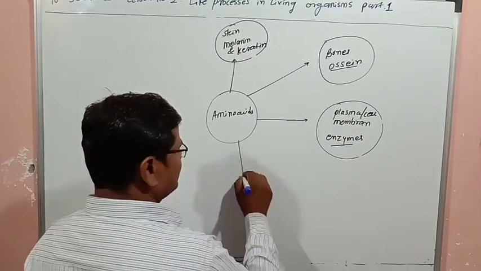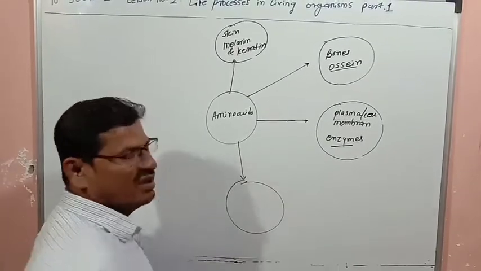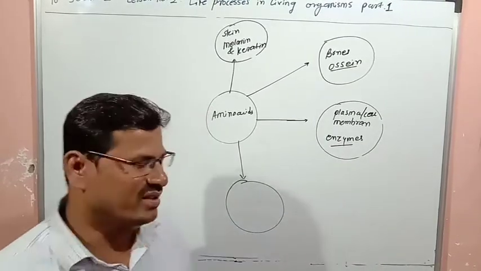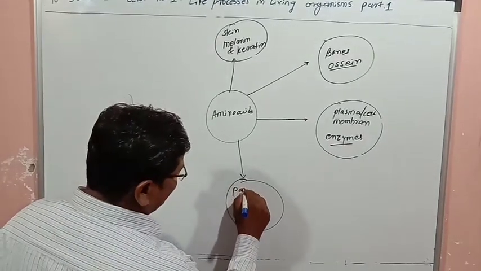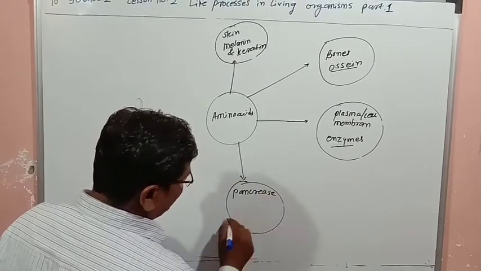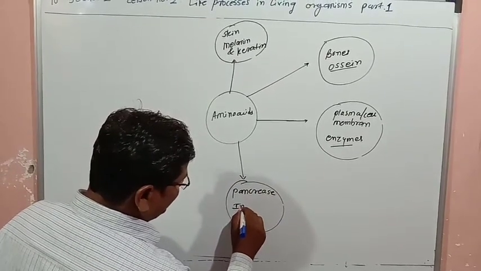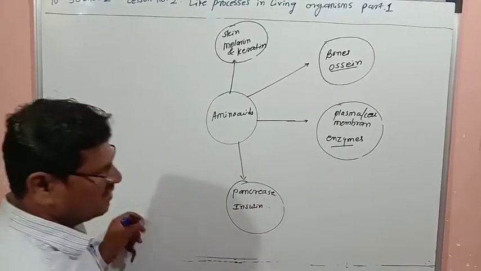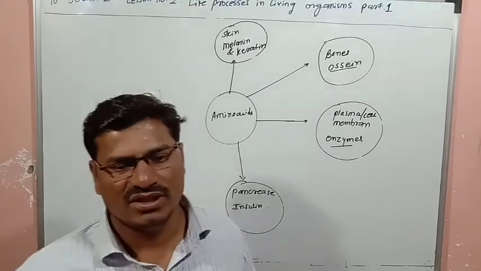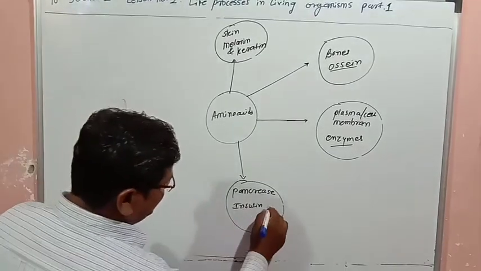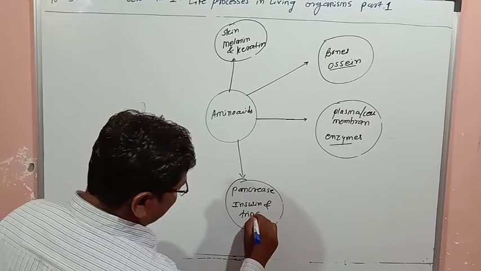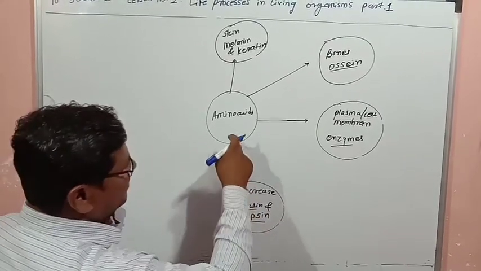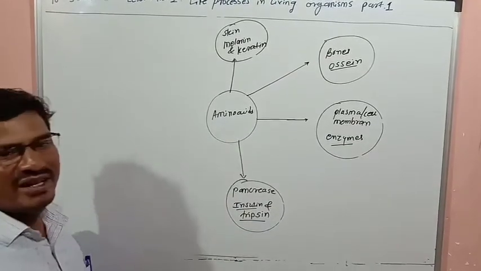Next point is the pancreas. In the pancreas, which proteins are present? Insulin, which controls blood sugar level, and trypsin. These two proteins are present, and these are formed from amino acids.